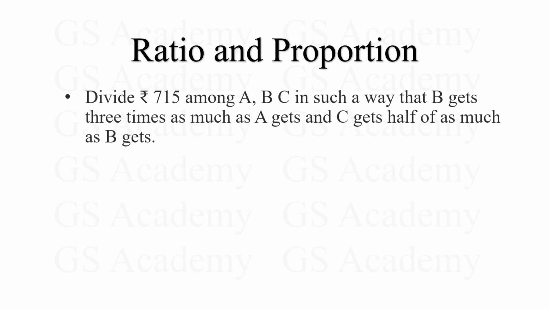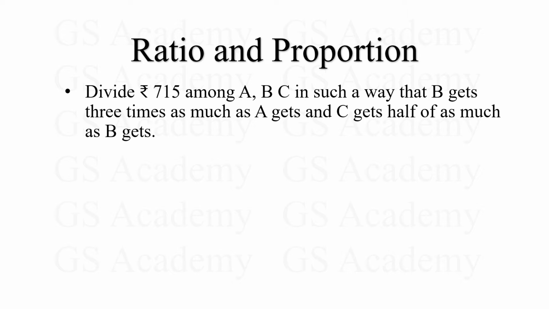In this video, we are going to study a few word problems based on ratios. So the first question is, divide rupees 715 among A, B and C in such a way that B gets 3 times as much as A gets and C gets half as much as B gets.